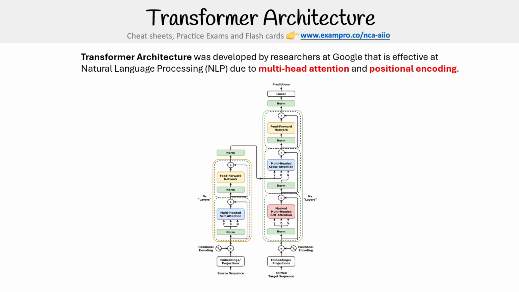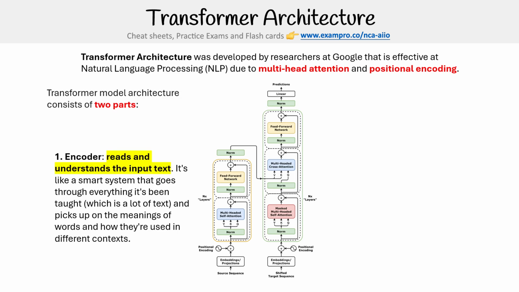And so there is this pattern that is utilized here, and it's made up of 2 parts. The first is the encoder, so it reads and understands the input text. It's like a smart system that goes through everything it's been taught and picks up on the meaning of words and how they're used in different contexts.